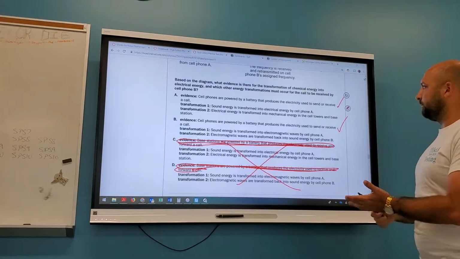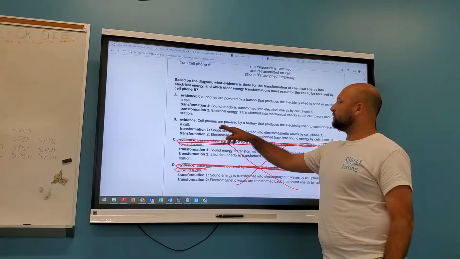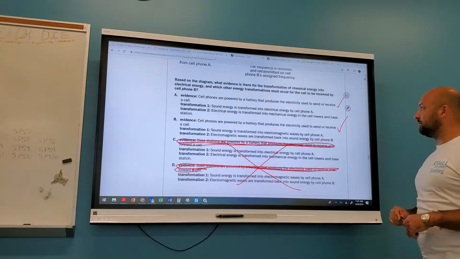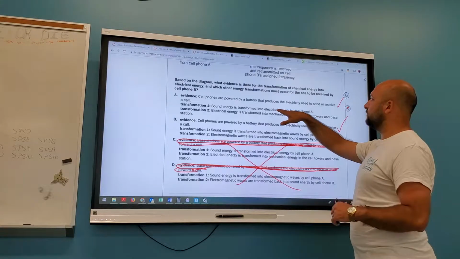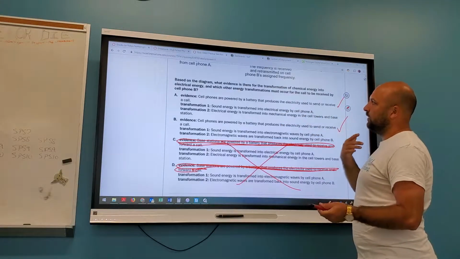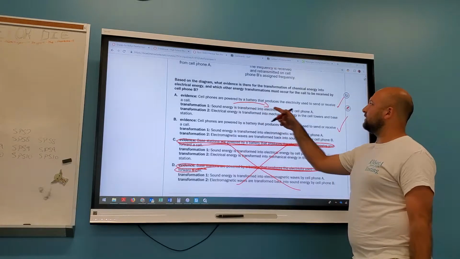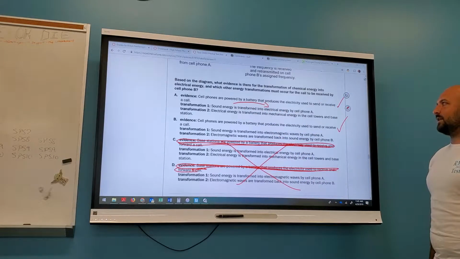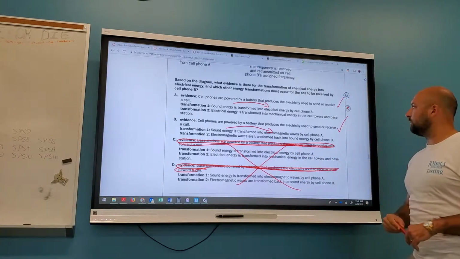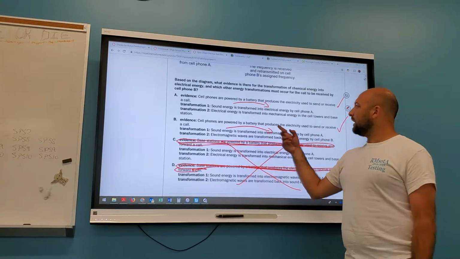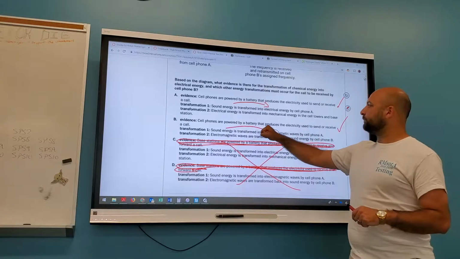So let's look at transformation 1. Sound energy is transformed into electrical energy by the cell phone. I could see the sound being made into electrical energy, because it's in the phone. That means that the sound is making electrons move. I don't know if I can say that that's true for sure. So let's look over here at B. Sound energy is transformed into electromagnetic waves by cell phone A. Well, I know that a cell phone takes my sound and converts it to microwaves, which are a type of electromagnetic wave.